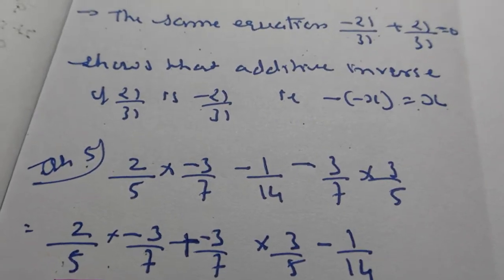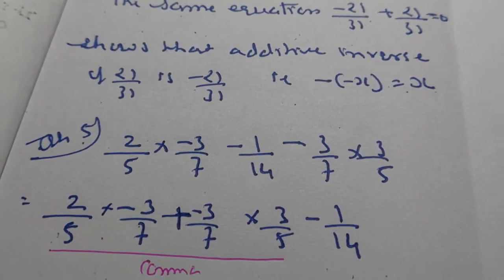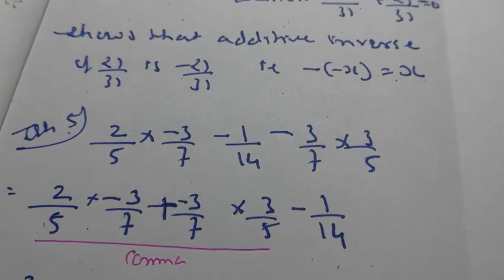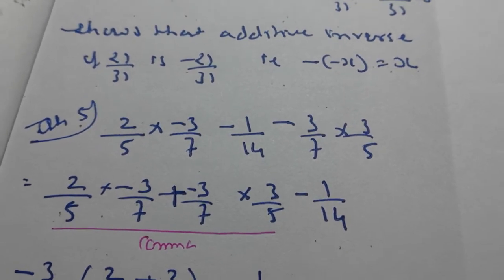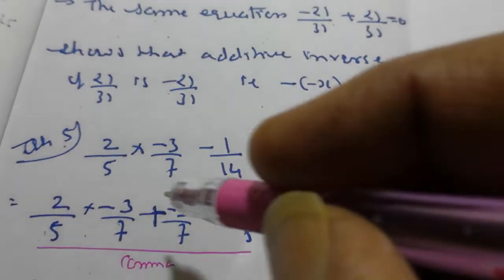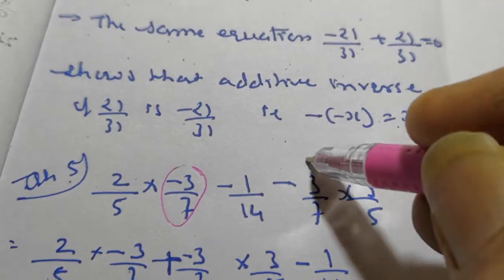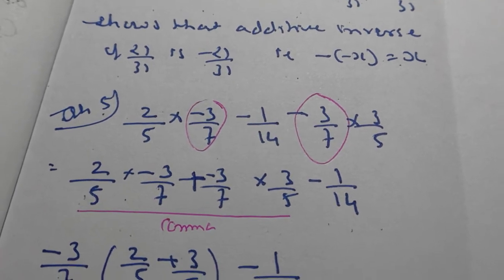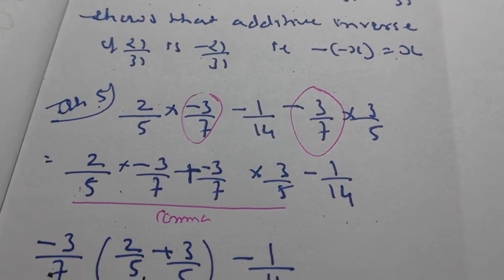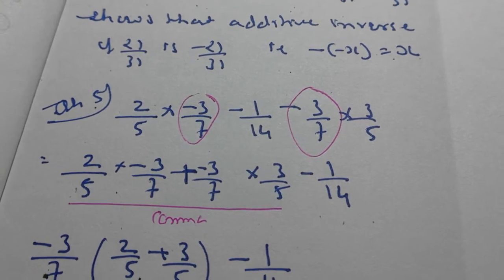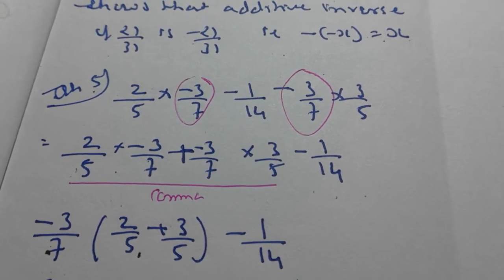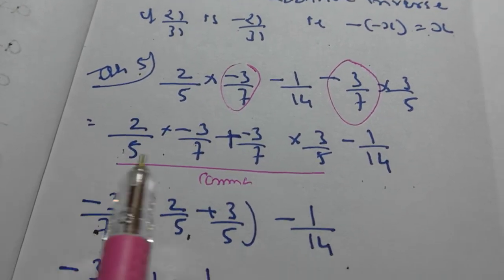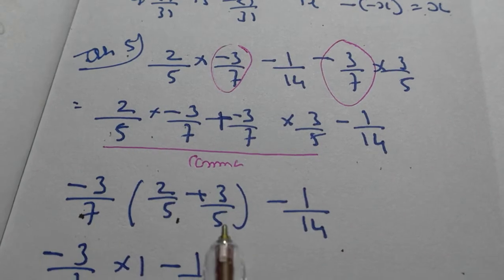Question number 5. 2 upon 5 multiply by 3 upon 7 minus 1 upon 4 multiply by 3 upon 7 multiply by 3 upon 7. For this we are going to take distributive property. 3 upon 7 and 3 upon 7 is common over here. Okay, so I am doing 2 upon 5 multiply by 3 upon 7 plus minus 3 upon 7 plus 3 upon 5 minus 1 upon 14. So I have taken 3 upon 7. Okay, distributive property, multiply by this, it is the same thing.